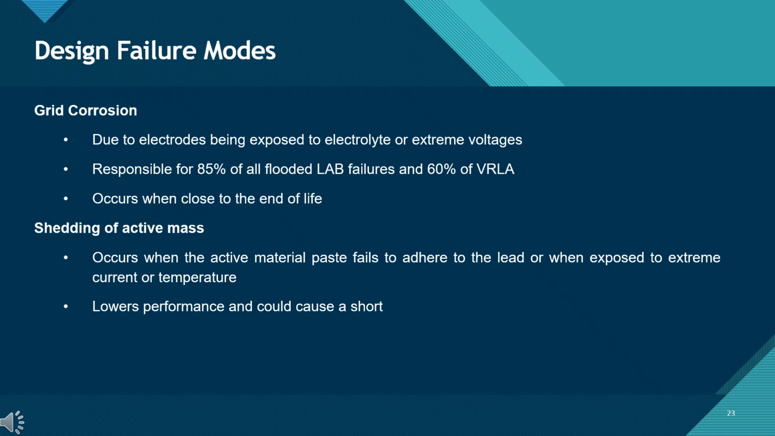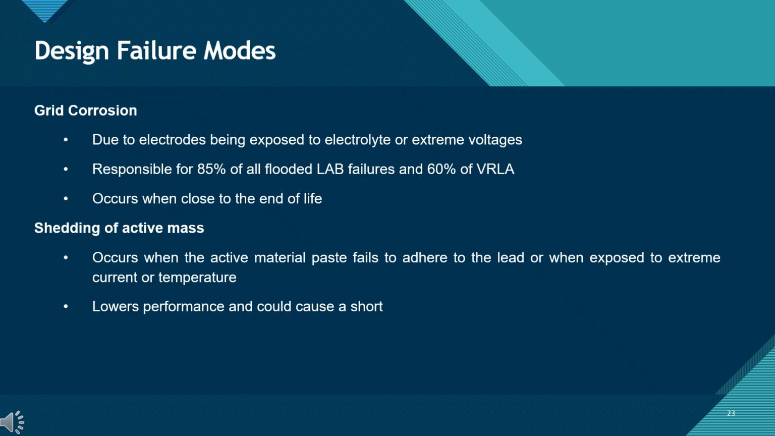In addition to operational failures, batteries can also fail due to design-related issues. One of the most common is grid corrosion, which occurs when the lead grid is exposed to the electrolyte for an extended period or is subjected to extreme voltages. This type of corrosion is responsible for the majority of lead-acid battery failures, approximately 85% in flooded batteries and around 60% in VRLA batteries, typically appearing near the end of the battery's life.